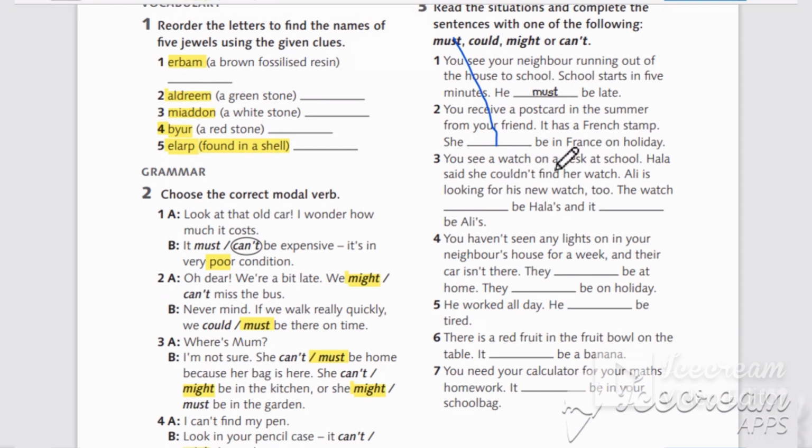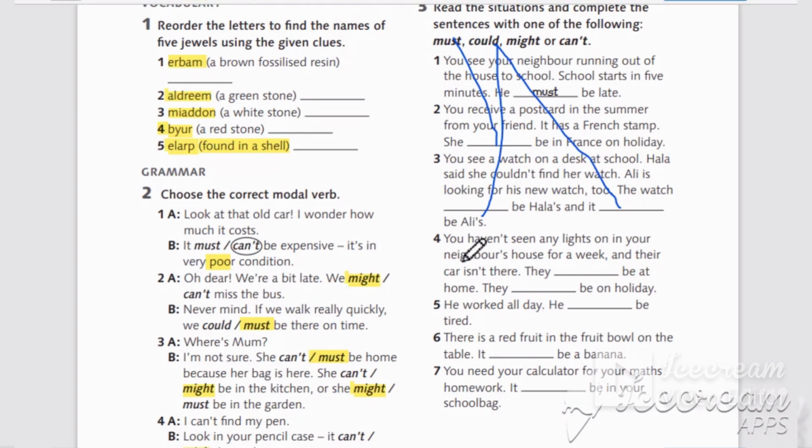You see a watch on a desk at school. Hala said, I can't find my watch. Ali is looking for his new watch too. The watch be Hala's and it be Ali's. So, excellent. It could and could. هون بنحط could في الفراغين. could كمان هنا could. وبقدر أحلها في هاي المعنى هون كمان might. يعني ممكن أنها تكون كمان might.